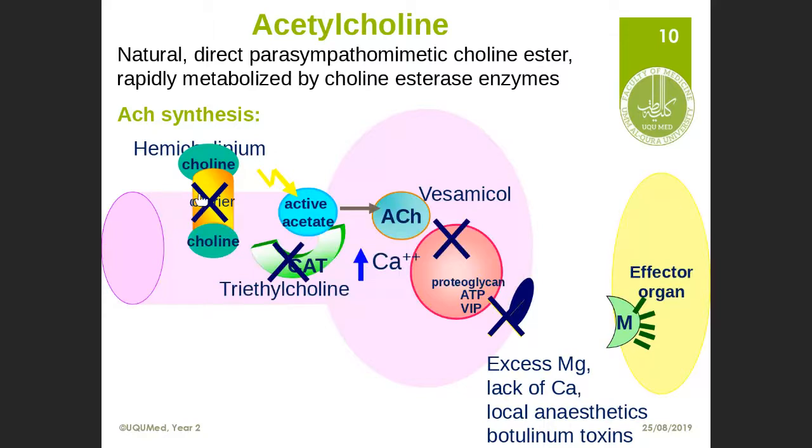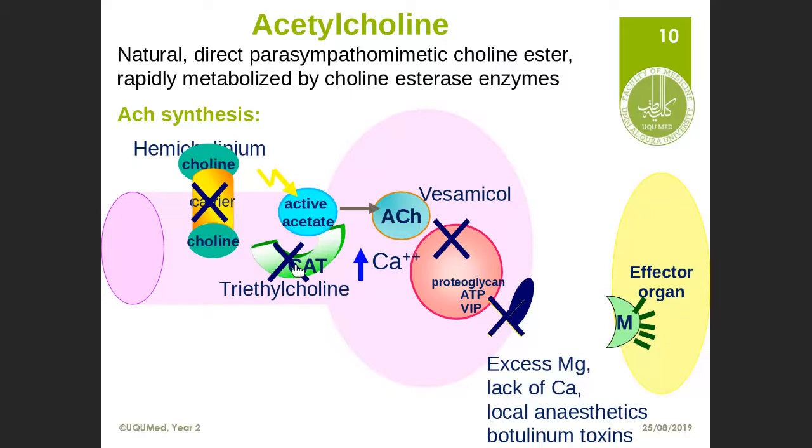So the first thing, if we see the first cross, what it means is that there are some drugs like hemicholinium. This drug binds to this carrier, which inhibits the transportation of choline from outside to inside of the nerve termini. So when there is no transportation of choline from outside to inside, active acetate is there but there is no choline, then there will be no synthesis of acetylcholine, and the muscles would be flaccid or paralyzed.